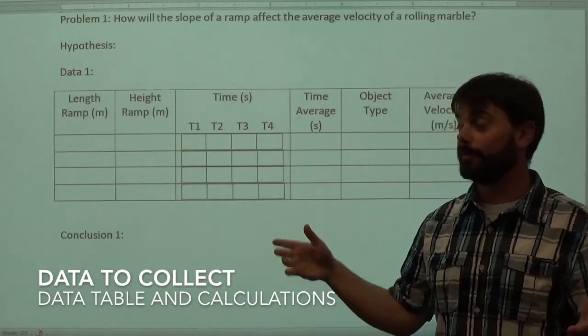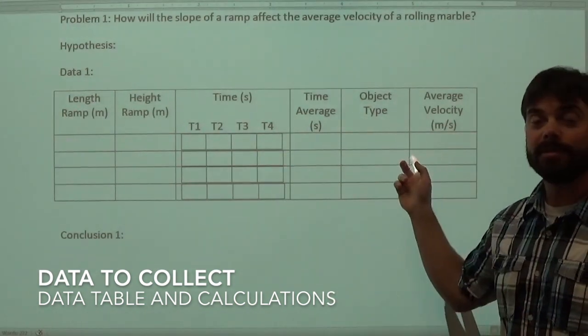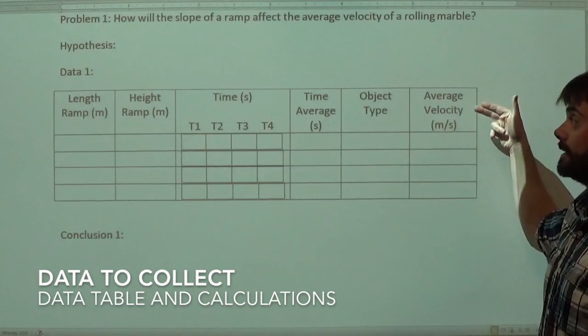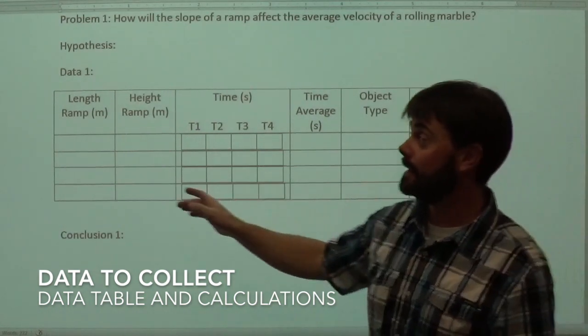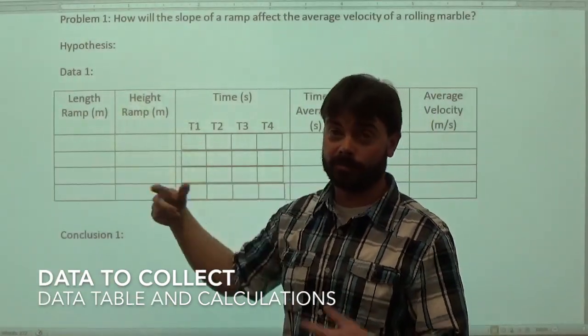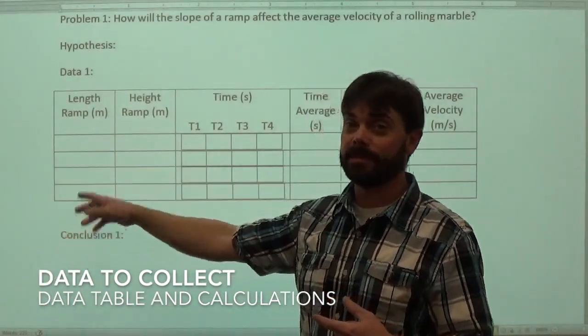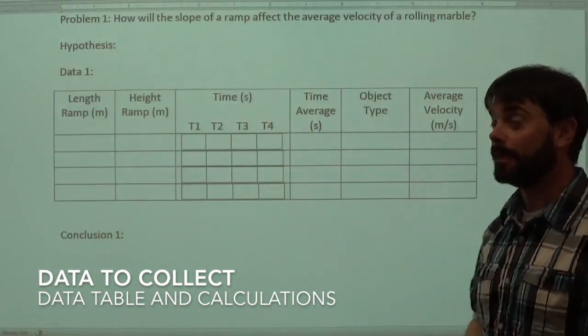Once you've found the time average by dividing your numbers out, you can go and calculate average velocity. And remember, average velocity would be distance divided by time. Keep in mind your distance is the length of the ramp, not the height of the ramp. This is how far the object rolled. It's always going to roll that same distance. You're doing distance divided by average time to get your average velocity.